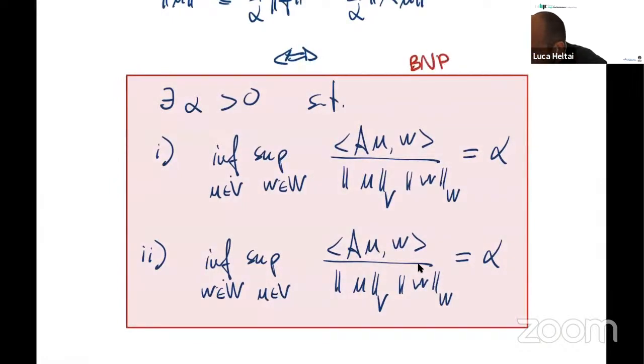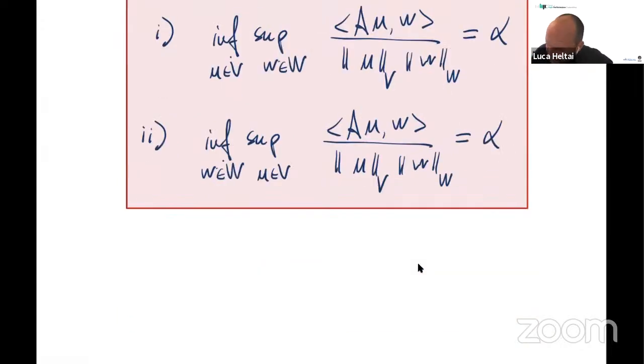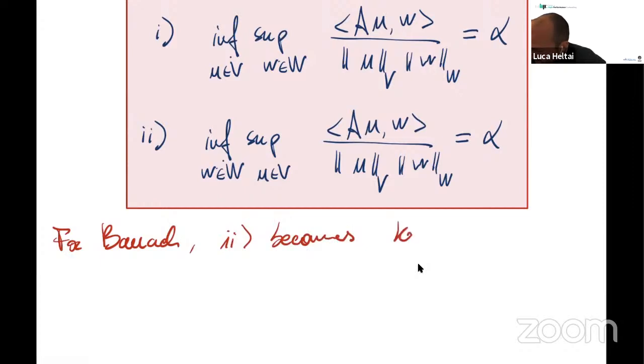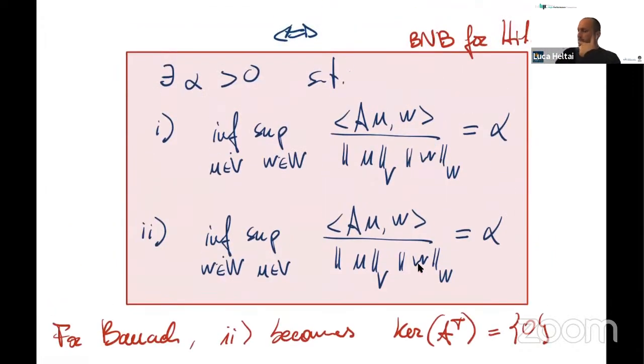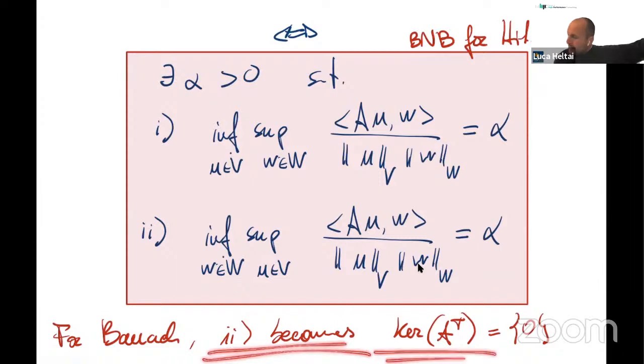So this is BNB for Hilbert spaces. For Banach spaces, condition two becomes the kernel of A transpose equal to zero. Okay. So in Hilbert spaces, one and two are not equivalent, but you have to satisfy both. In a certain sense, the second one is like satisfying the first one for A transpose. So I'm basically asking the inf-sup condition for both A and A transpose. I'm asking that both A and A transpose are bounding. And for Banach spaces, condition number two can be replaced by simply asking the kernel of A transpose is equal to zero.